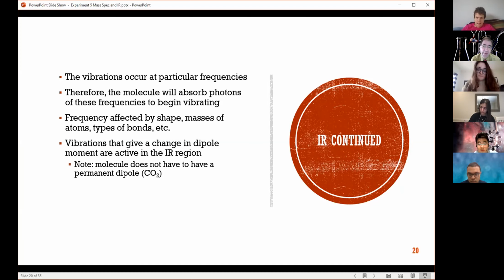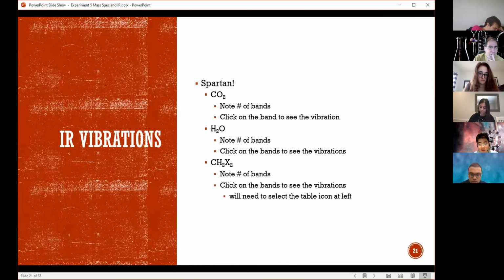If it doesn't change the dipole, can we still see it? Yes, you just have to do a different type of spectroscopy. It's called Raman spectroscopy. We're not going there. In Chem 205, we'll go there if you are curious about Raman spectroscopy. Okay, so let's look at a couple of these. This is easier looking at it than trying to describe it, because it's a motion.